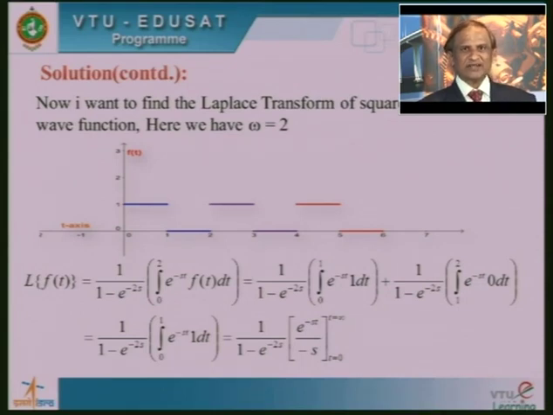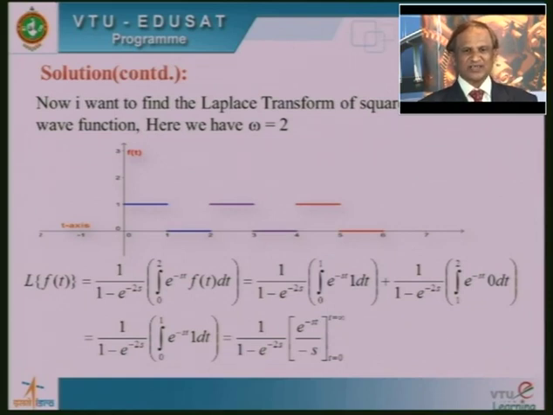That is equal to 1 divided by 1 minus e to the power minus 2s, because I have replaced omega by 2, integration of 0 to omega, and omega can be replaced by 2, e to the power minus st into f of t dt. That is equal to 1 divided by 1 minus e to the power minus 2s, integration of 0 to 1, because I want to split 0 to 2 into 2 parts. You can observe the graph. The first part is 0 to 1, the blue line, and the second part is 1 to 2 on the t axis. I want to integrate these two parts. In the second part, f of t is 0 because it is on the t axis only.